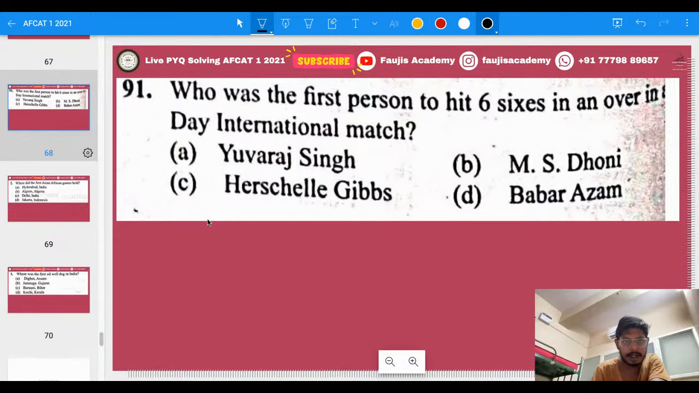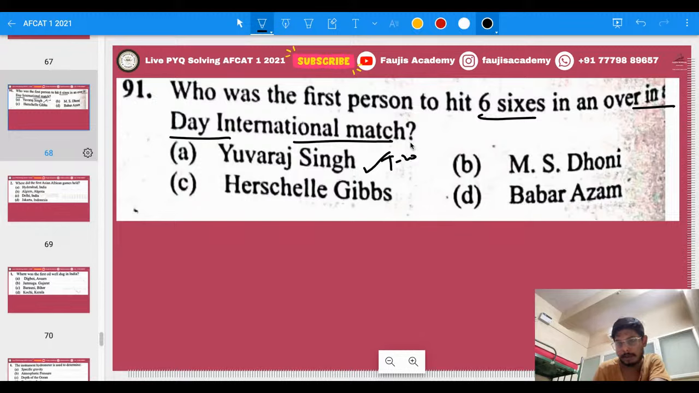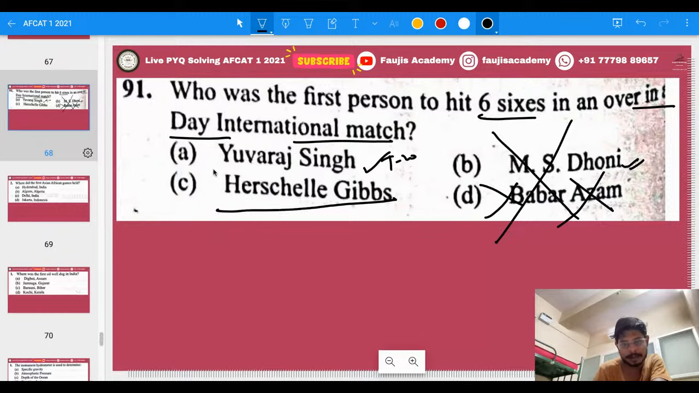Right, 91. Who was the first person to hit six sixes in an over in an ODI? ODI means One Day International. Yuvraj Singh did it in T20, and the bowler was Stuart Broad. Babar Azam and MS Dhoni have never done this, not even in their dreams. With respect to Thala, yes. For no respect to Babar Azam for sure. Herschel Gibbs was the person. He hit six sixes in an over.